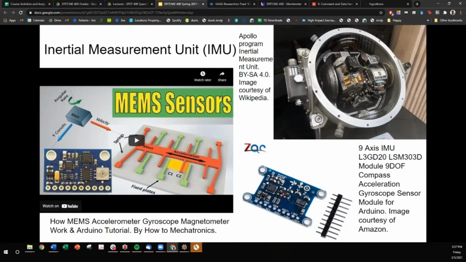Here is, if we go back in time, the inertial measurement unit used by the Apollo program. So we've gone quite a way going from something large and bulky like this to this little chip.